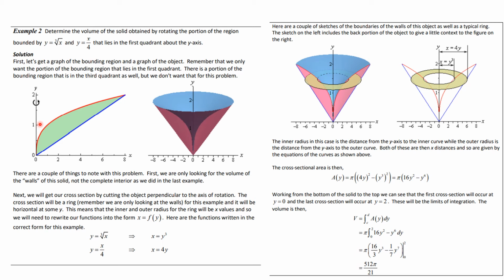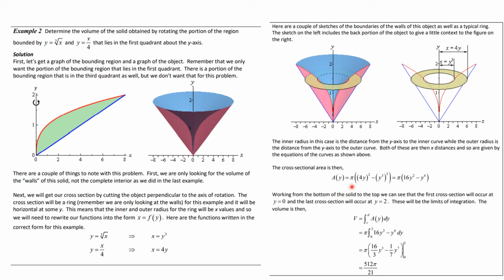So that means we have to write these things as functions of y. So y equals the cube root of x is going to be x equals y cubed. And y equals x over 4 is going to be x equals 4y. And so the area in this case is going to be A of y. And here you can see that the 4y is the outside radius, and the y cubed is the inner radius, and this is what we're calculating.